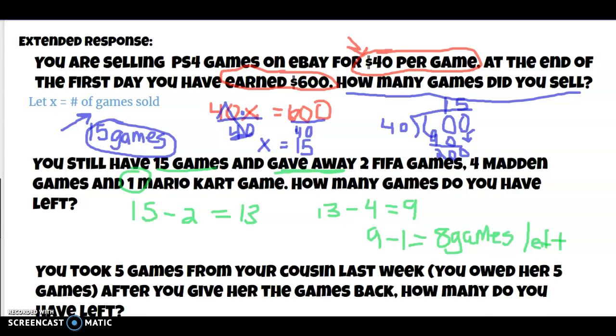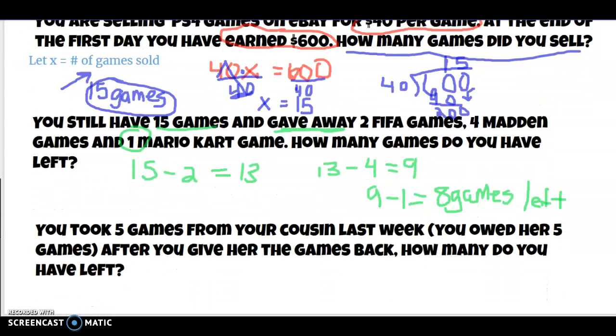Okay, there we go. Now we have the last part right here. It says you took 5 games from your cousin last week. Oh boy, I owe my cousin 5 games. It says you owed her 5 games. Well, if I owe somebody something, guess what? That's a negative number. If I owe you money, I owe you $5, say, that would be a -5. So if I took 5 games from my cousin last week and I owe her 5 games, whoo, that's a negative number. After I give her the games back, how many do I have left?